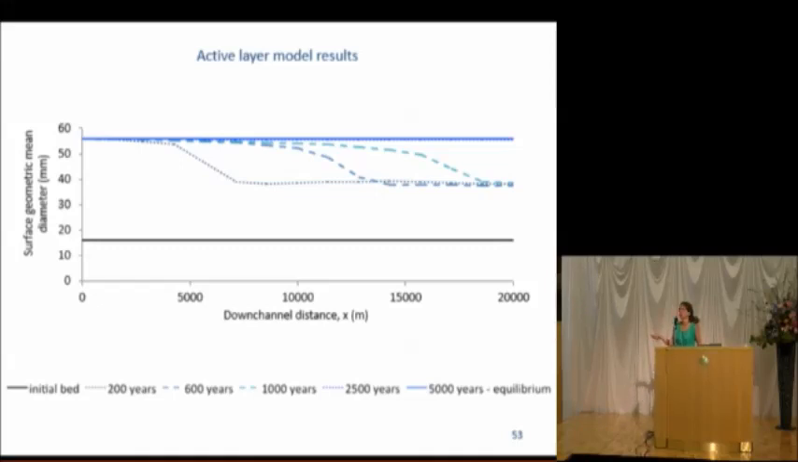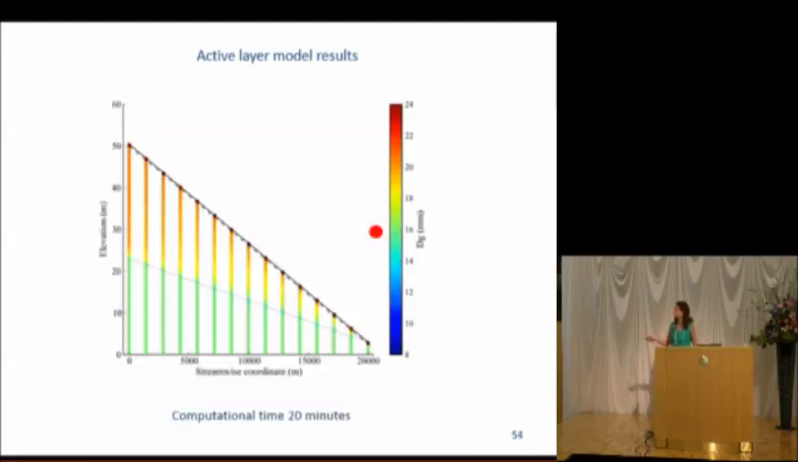Okay, this is a stratigraphy-based talk. This is the grain size distribution of sediment in the bed deposit. The green part is our 16 millimeter initial substrate. The yellow part is our new substrate. Note that the grain size varies between 18 and 22 millimeters in terms of geometric mean diameter, close enough given all the simplifications that we have done. Computational time, 20 minutes.